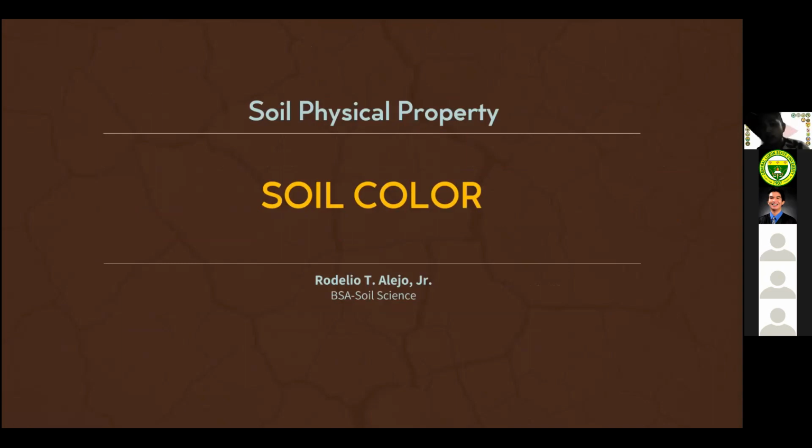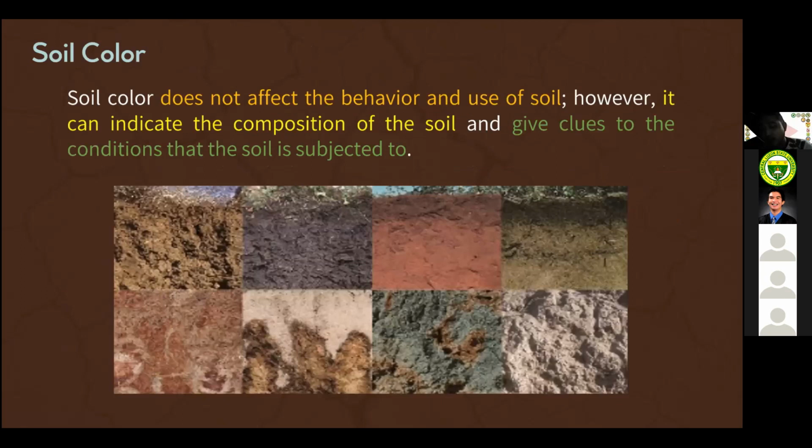So next is the soil color. Soil color actually does not affect the behavior and use of soil. However, it can indicate the composition of the soil and give clues to the conditions that the soil is subjected to. So soil color merely does not affect the crops, but it can indicate different properties that affect our crops. Okay?